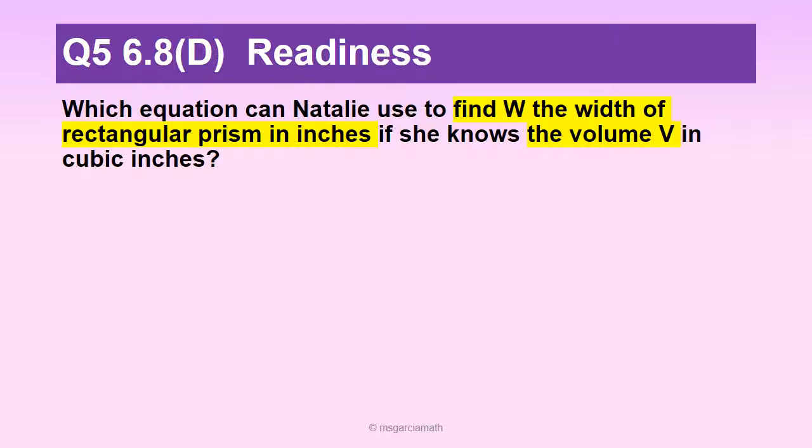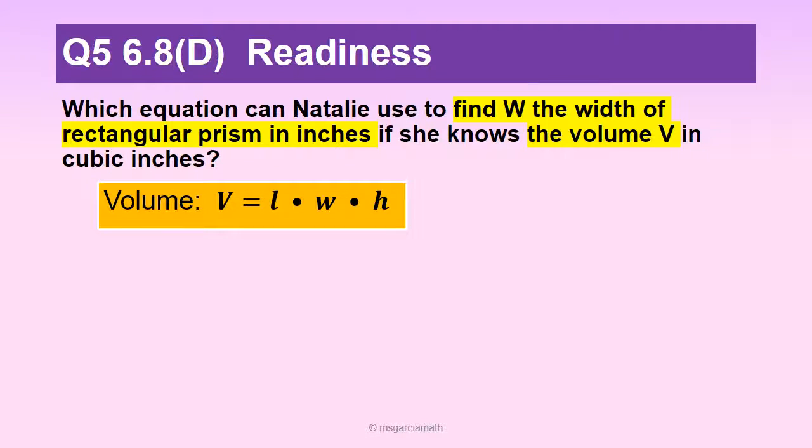So if we look at our question again real quick, just to remember what we were being asked, we're asked to find the width of the rectangular prism in inches once we know the volume, which is in cubic inches. So our first step is going to be to write our formula. Our formula for volume equals length times width times height. And we know that we were given the height and the length. The height was 5 and our length was 9.